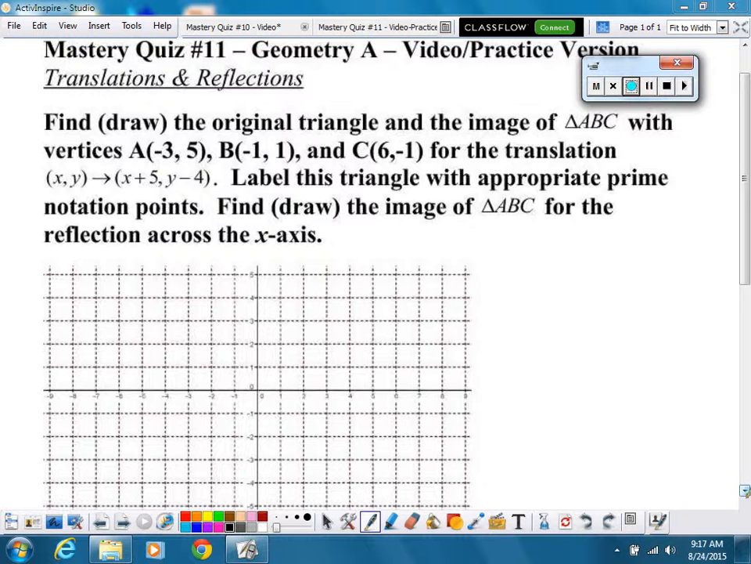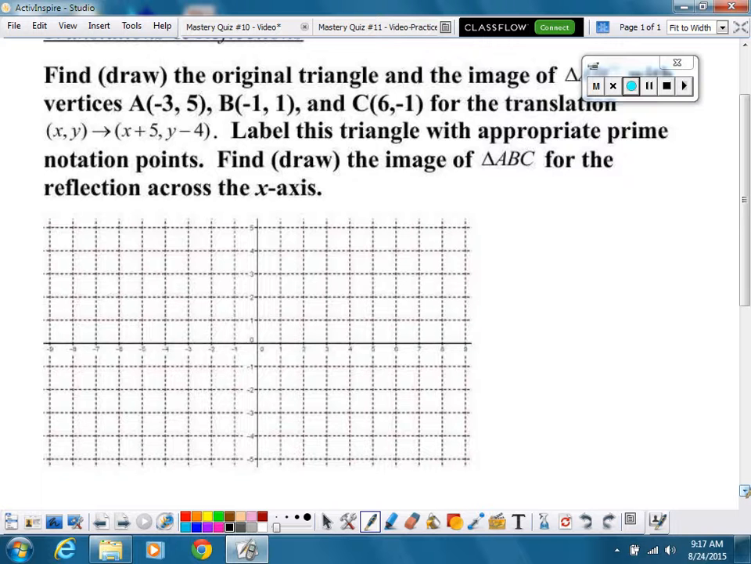Now, I'm going to try to do this freehand on this graph here. It might get a little sloppy. I'll do the best I can here. All right, let's first find our 3 points here.